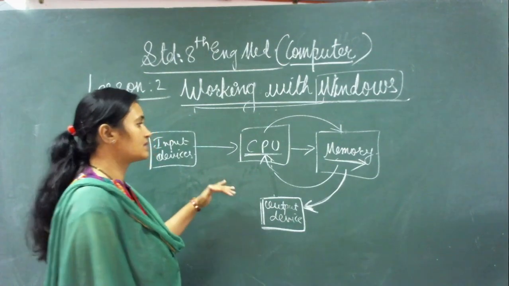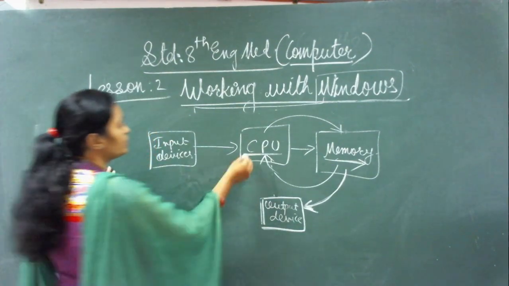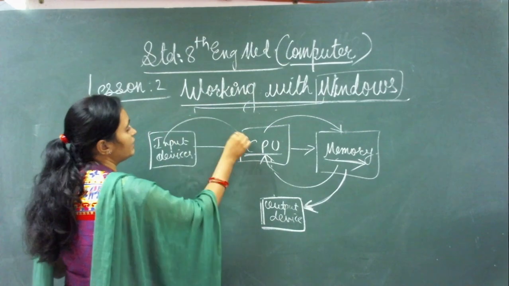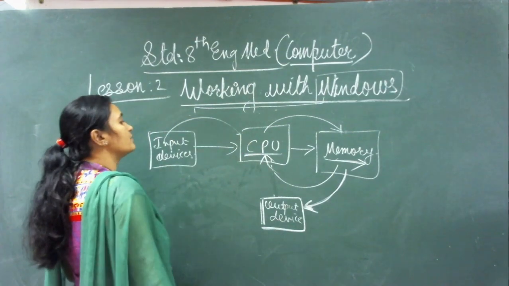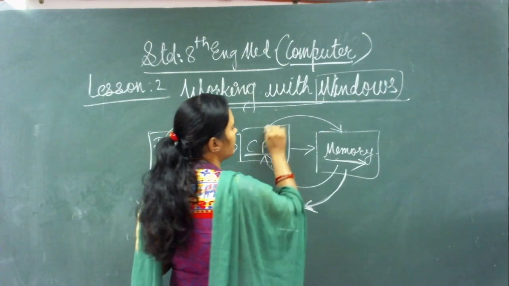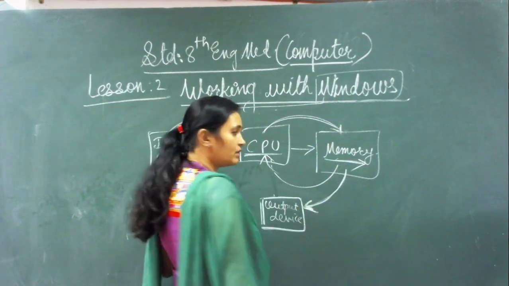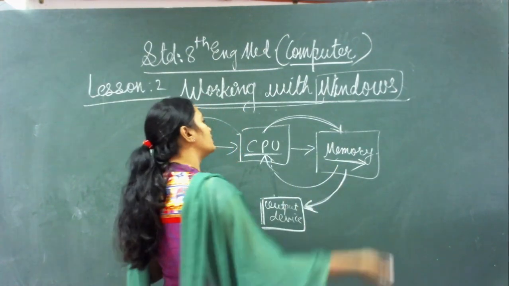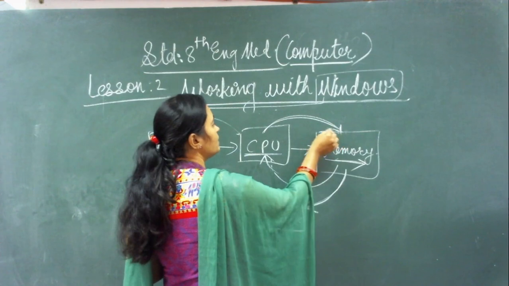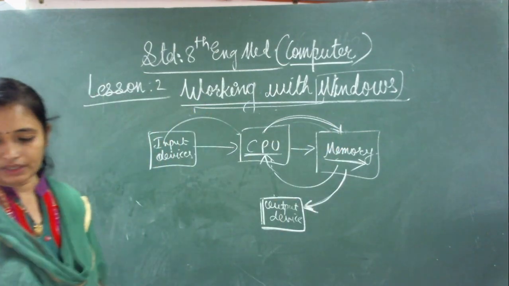What happened here exactly? See here, the CPU receives data from the input device. Then the CPU will send those data to the memory part for storage. Then again it obtains those data from memory.